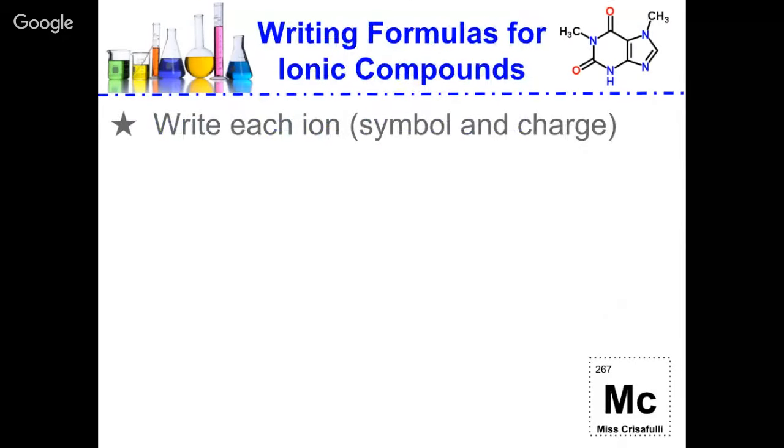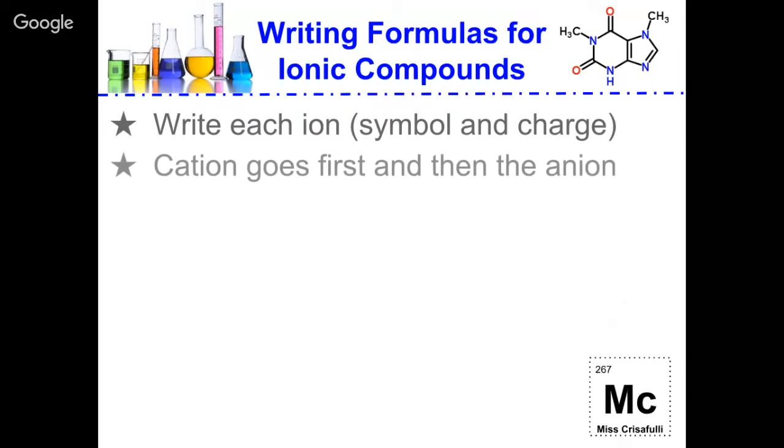So the first thing you're going to do when you're writing it for an ionic compound is write each ion symbol, making sure it has the element symbol and the charge of the ion. The cation is going to go first, so the positive ion goes first, then the anion goes second, and remember, that is the negative ion.